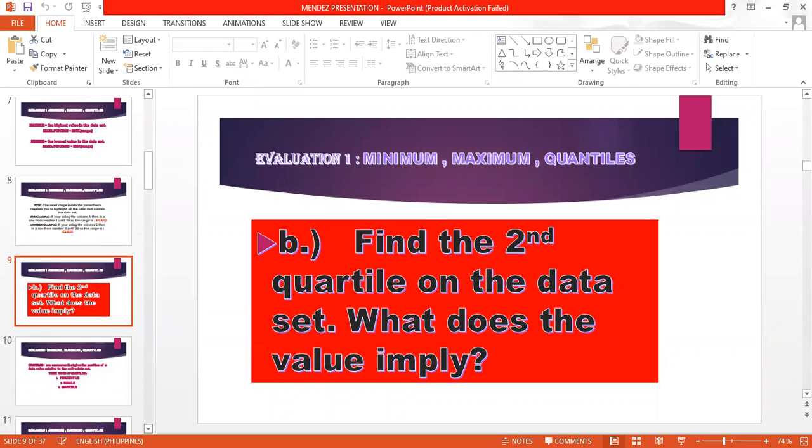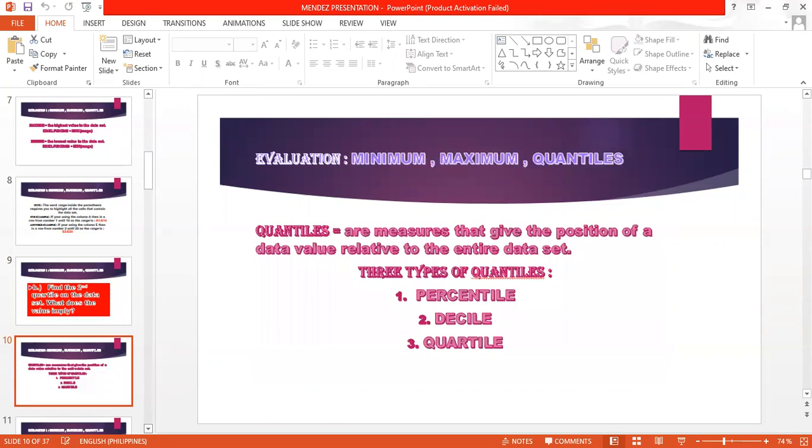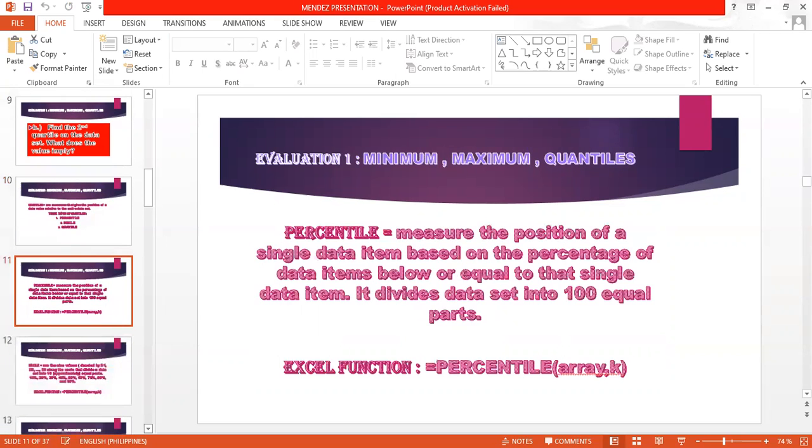To make it clear and to have a better understanding regarding this, I will give you a short discussion about these quantiles. Quantiles are measures that give the position of a data value relative to the entire data set. The three types of quantiles are percentile, decile, and quartile. When we say percentile, it measures the position of a single data item based on the percentage of data items below or equal to that single data item. It divides the data set into 100 equal parts.